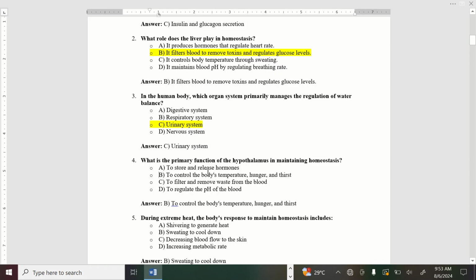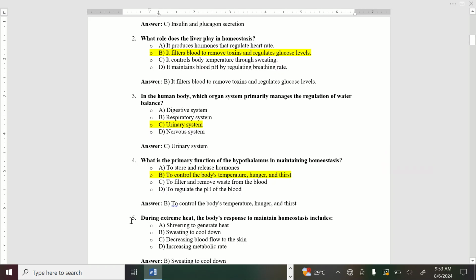The next MCQ is: what is the primary function of the hypothalamus in maintaining homeostasis? A. To store and release hormones. B. To control body temperature, hunger and thirst. C. To filter and remove waste from the blood. And D. To regulate the pH of the blood. So the correct option is B. To control body temperature, hunger and thirst.